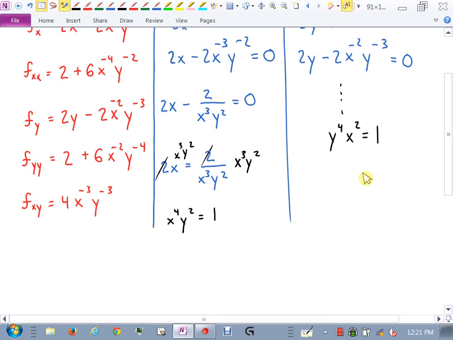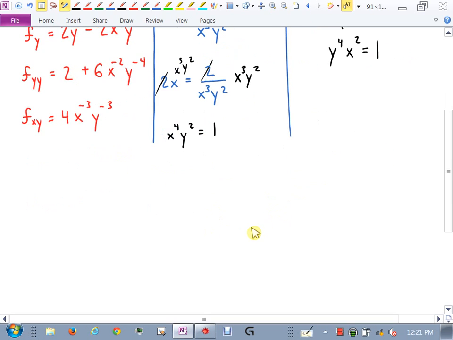But both of these are equal to 1, right? So can't I set them now equal to each other? All right, if this has to be 1 and this one has to be 1, then they have to be equal. So what I can do now is say x to the fourth y squared must equal y to the fourth x squared. Now do not divide, or well, could we? We could divide now, couldn't we?